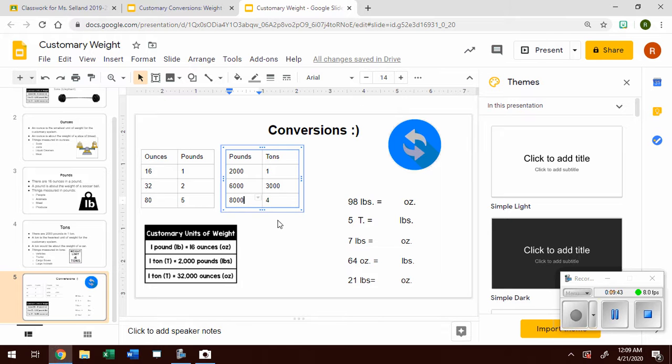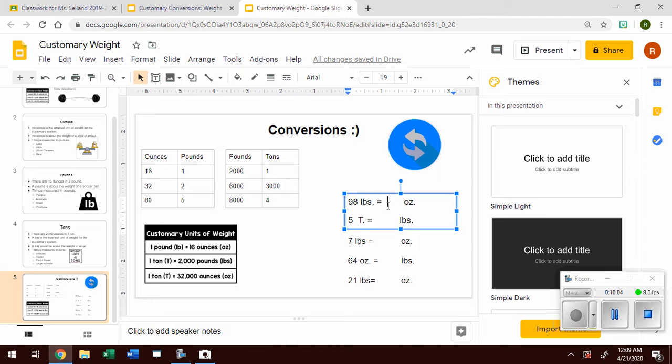All right, so there are our tables. Again, the most important question to ask yourself is if you are going from a bigger unit to a smaller unit or a smaller unit to a bigger unit, and that is going to tell you whether you multiply or divide. So now we're going to work through these problems over here. Our first one is 98 pounds equals how many ounces?